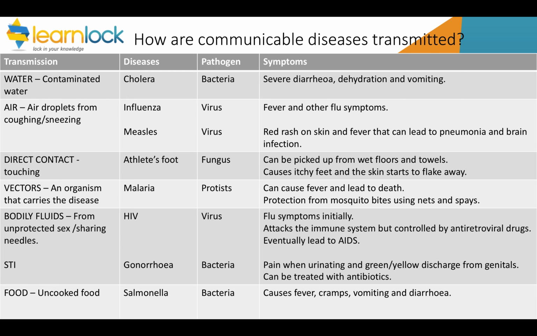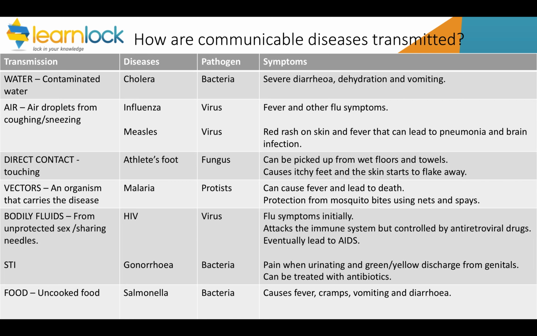Another mode of transmission is through food, especially uncooked meat. An example of this is salmonella, which is a bacterial infection. This causes fever, cramps, vomiting, and diarrhea. So it's really important that you cook your food all the way through. Barbecues, for example, are places where sometimes salmonella can occur.